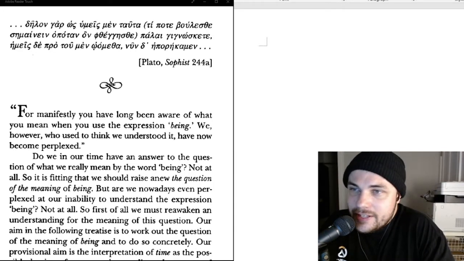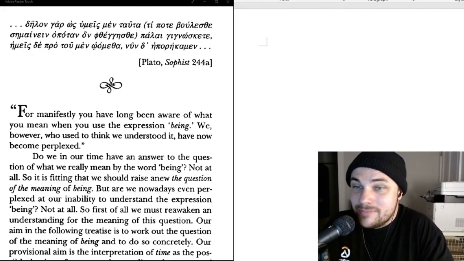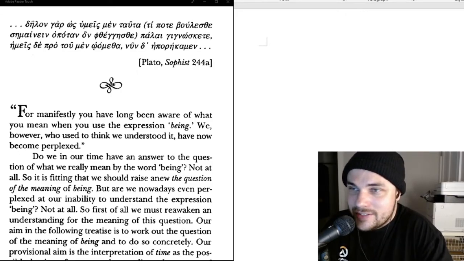For manifestly, you have long been aware of what you mean when you use the expression being. We, however, who used to think we understood it, have now become perplexed.